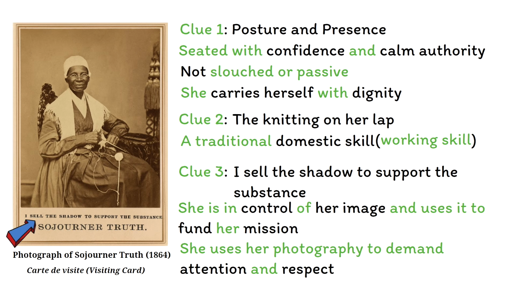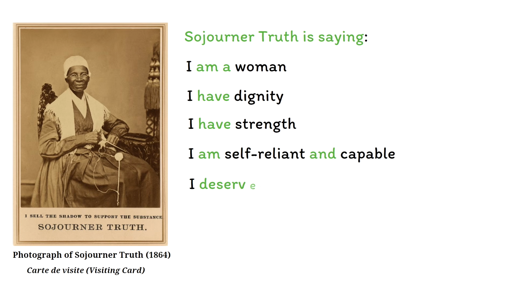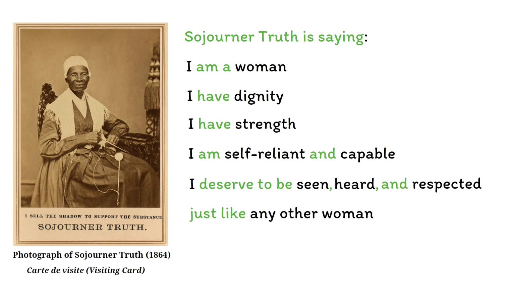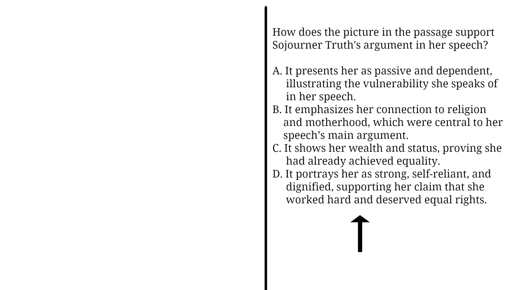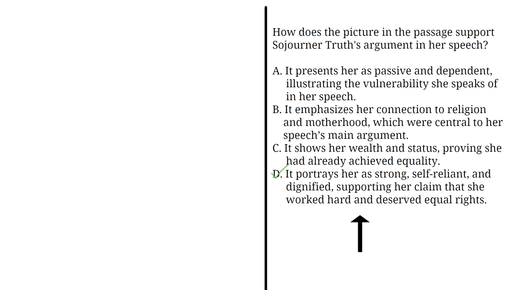So these three clues, when put together, tell us that Sojourner Truth is saying, I am a woman. I have dignity. I have strength. I am self-reliant and capable. I deserve to be seen, heard, and respected, just like any other woman. So when we go through the answer options, the correct answer is therefore option D. It portrays her as strong, self-reliant, and dignified, supporting her claim that she worked hard and deserved equal rights.